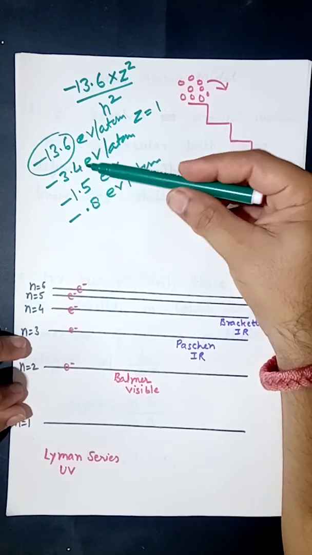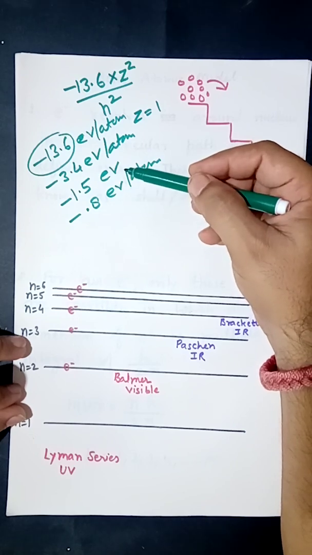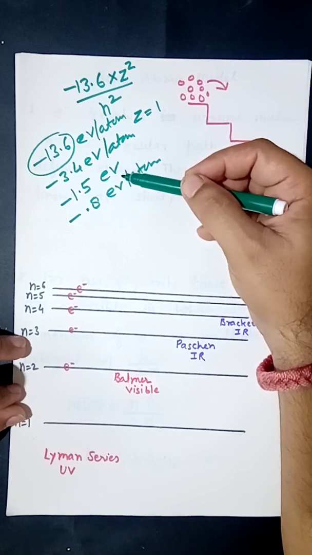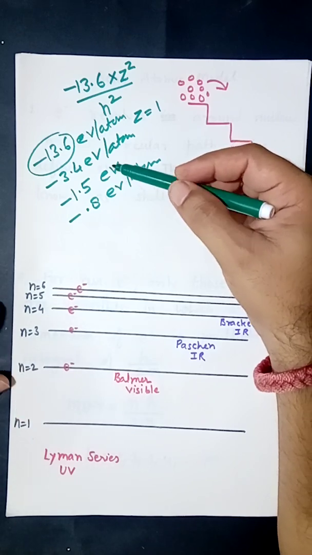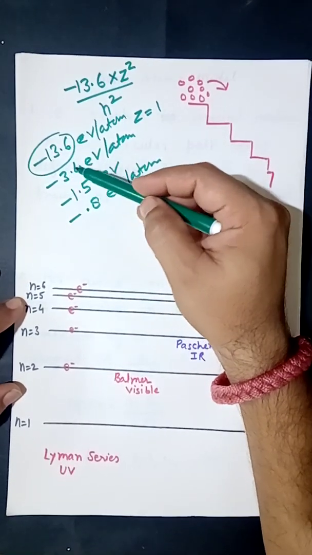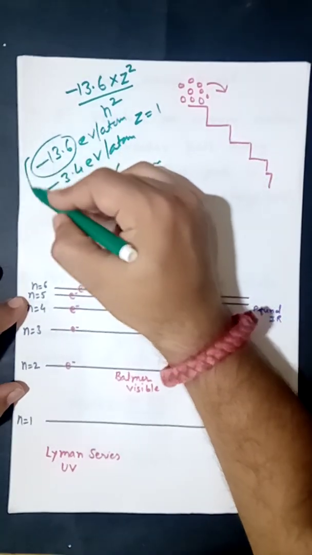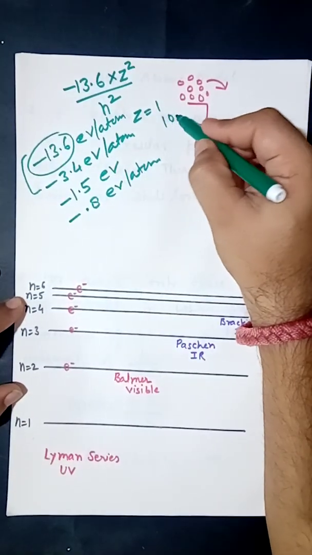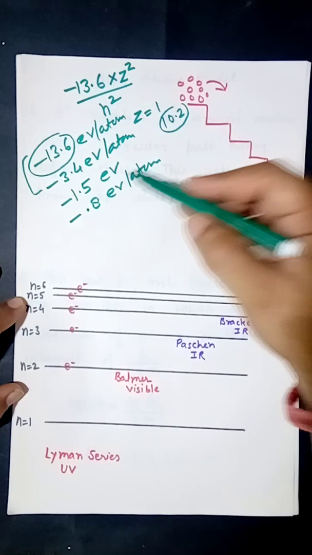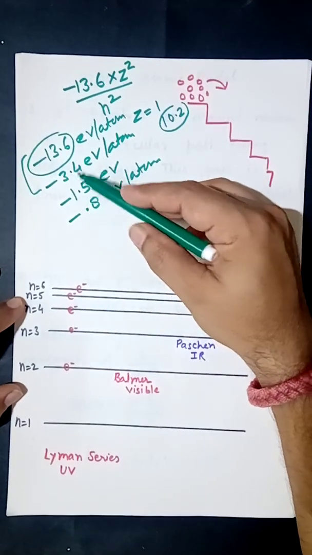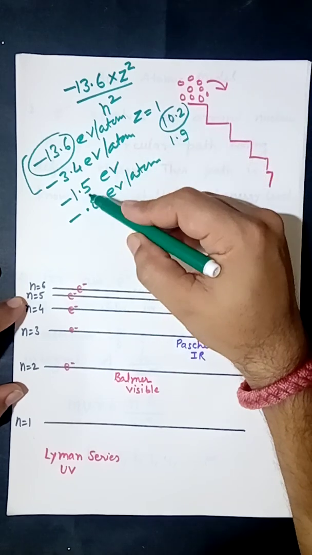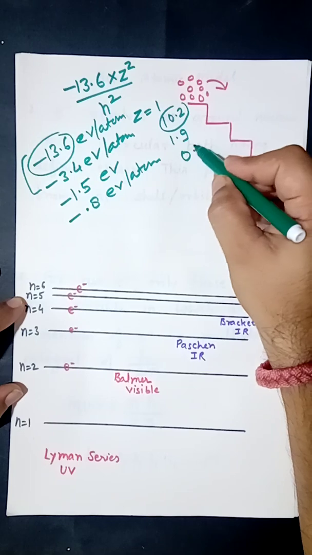But at the same time you can also see that although the number of shells and the energy increase, the difference of energy between two successive shells continuously decreases. You can see here 13.6 and 3.4. The difference of energy between the first and second shell is 10.2. The difference between the second and third is now only 1.9, and the difference between the third and fourth is only 0.7.